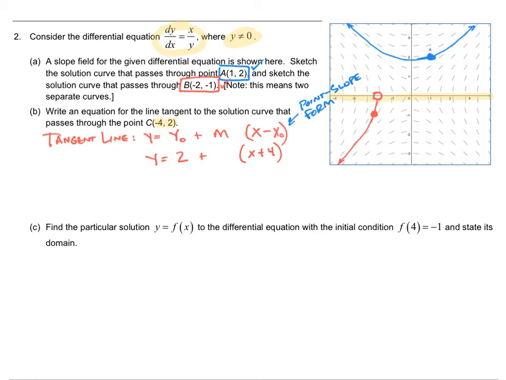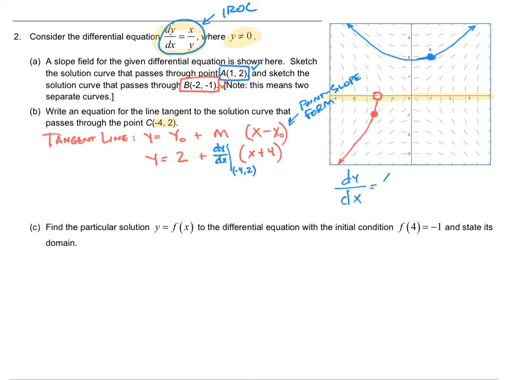Well, the slope we actually know, but it's from the differential equation. Remember, the differential equation is the instantaneous rate of change. So that's going to give us the slope at every point on the solution curve we need. We only need the slope at one point. We need it at -4, 2. So we're going to evaluate dy dx at -4, 2. And I'm going to go ahead and do that over here.